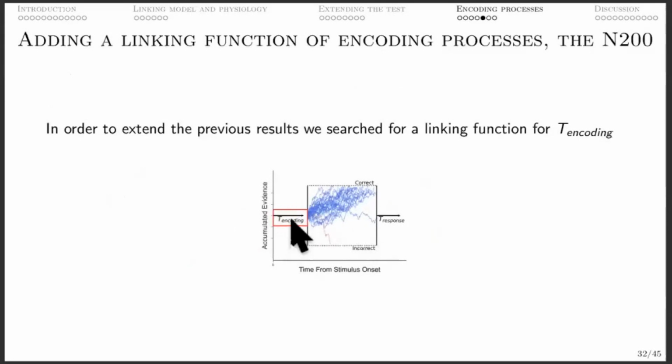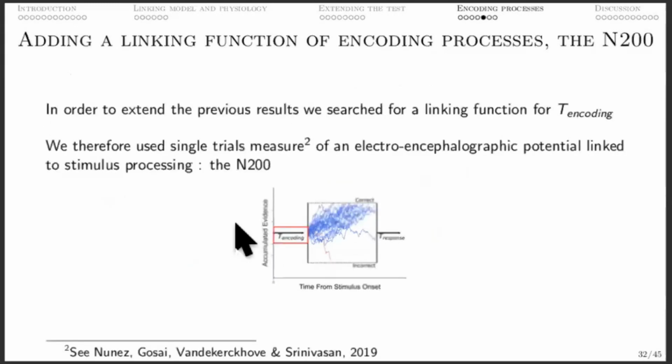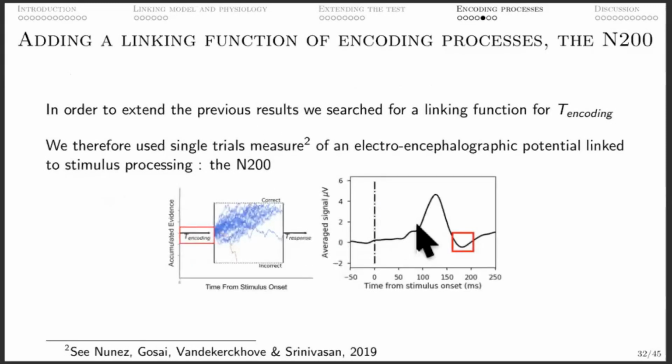So now, last extension promised, we tried to make a linking function for this first pre-accumulation part that is thought to be the time needed to encode the stimulus. Therefore, we recorded electrical brain potential using electroencephalography. And more particularly, we looked at the single trial measure of an electrical potential that is linked to visual stimulus processing, the N200. We expect that this N200, which is a negative ongoing wave happening around 200 milliseconds after stimulus onset, should behave as what the model is assuming as the encoding time.